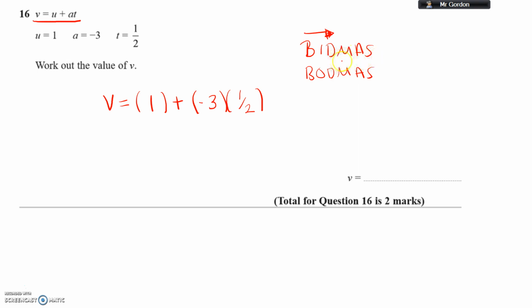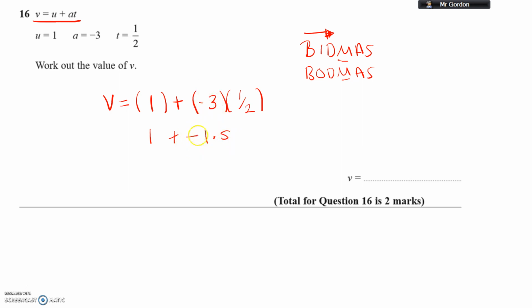Well, we've got some multiplying to do first. The AT part means multiply. So what is minus 3 times a half? Well, if you're timesing it by a half, you're just literally halving it. So what we've actually got is 1 plus minus 3 times a half, which is minus 1.5. Half of 3 is 1.5, so half of minus 3 is minus 1.5.